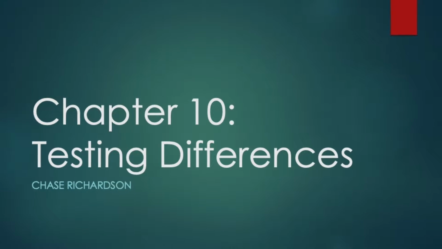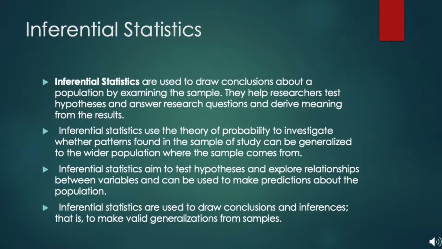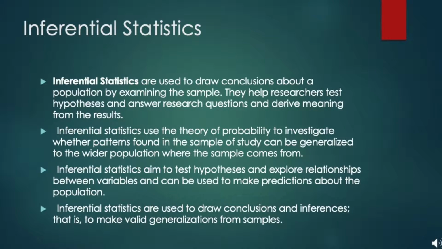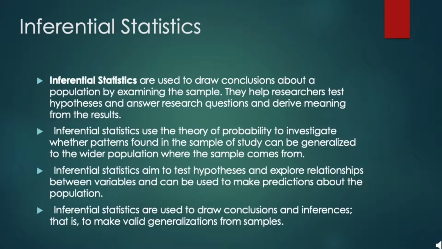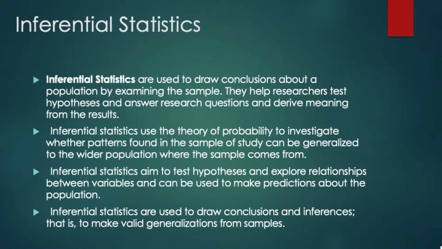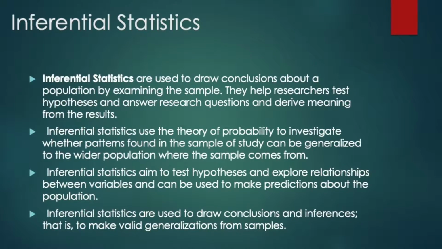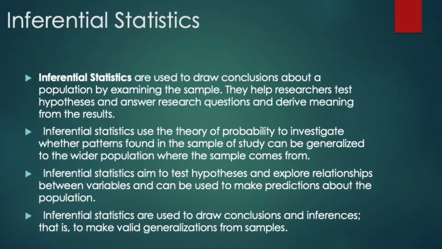Chapter 10: Testing Differences. Inferential Statistics. Inferential statistics are used to draw conclusions about a population by examining the sample. They help researchers test hypotheses, answer research questions, and derive meaning from their results. Inferential statistics use the theory of probability to investigate whether patterns found in the sample of study can be generalized to the wider population where the sample comes from.